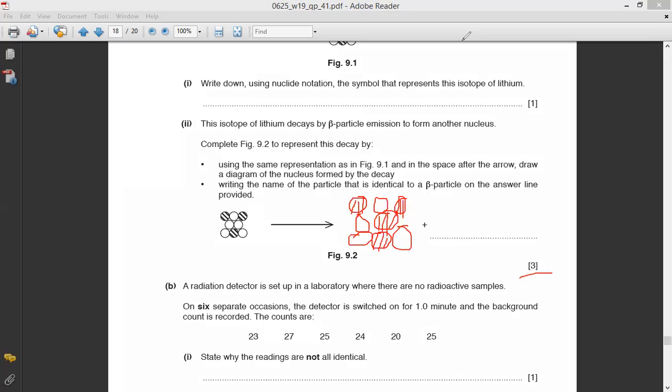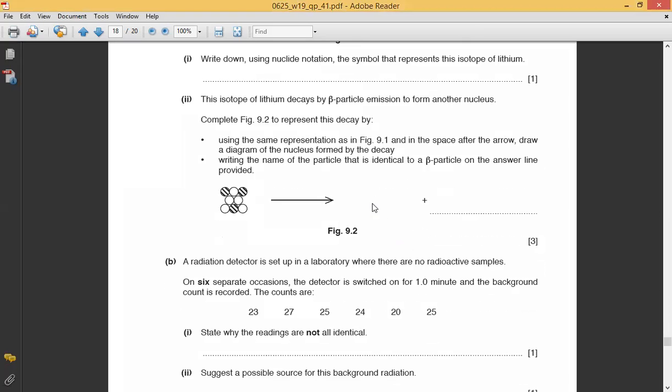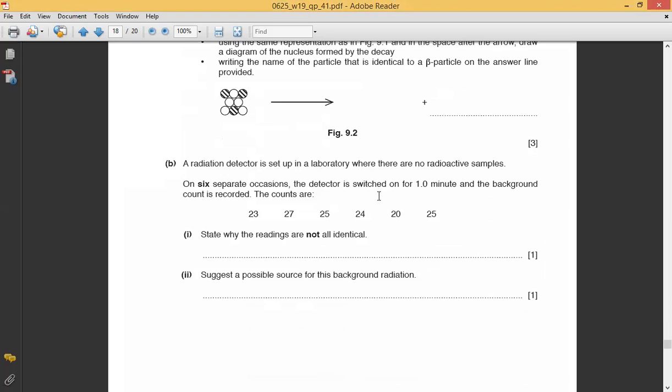So that is just it. You see, radioactivity is actually very easy. It's not as difficult as the name sounds. Now they said a radiation detector is set up in a laboratory where there are no radioactive samples. On 6 separate occasions, the detector is switched on for 1.0 minute and the background count is recorded. The counts are 2, 7, 25 and so on. State why all the readings are not identical.